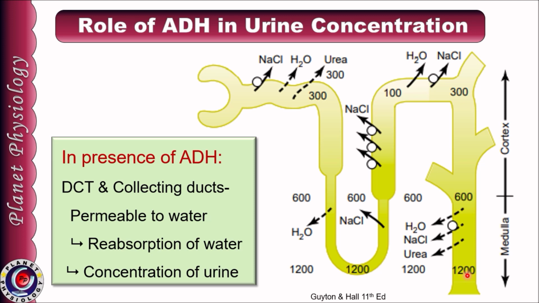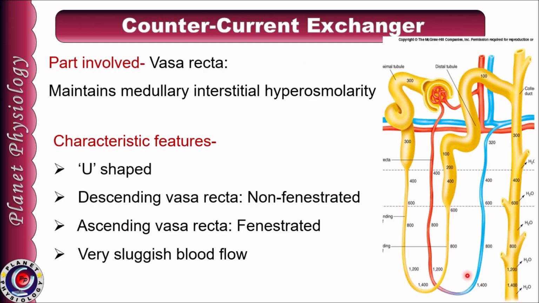Medullary hyperosmolarity that is created by the countercurrent multiplier is maintained by the countercurrent exchanger mechanism. This mechanism operates at the vasa recta, the special long U-shaped capillary loops that run parallel to the long loop of Henle of juxtamedullary nephrons. Descending vasa recta is non-fenestrated, but ascending vasa recta is fenestrated, and blood flow in this vasa recta is very sluggish. These characteristics allow them to maintain the medullary hyperosmolarity.